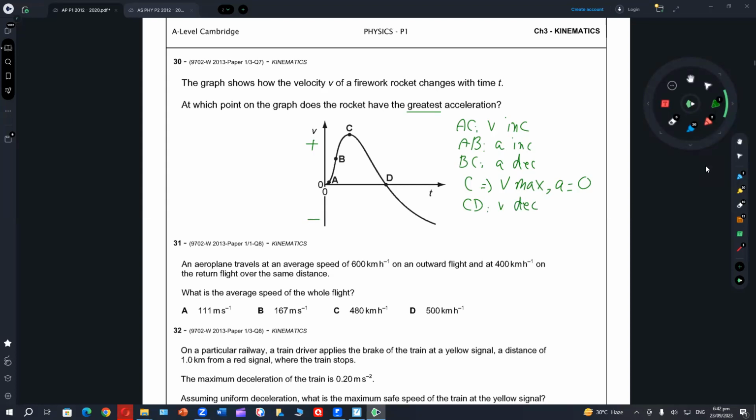C to D, velocity is decreasing. And the gradient is getting steeper. So it means acceleration is increasing.